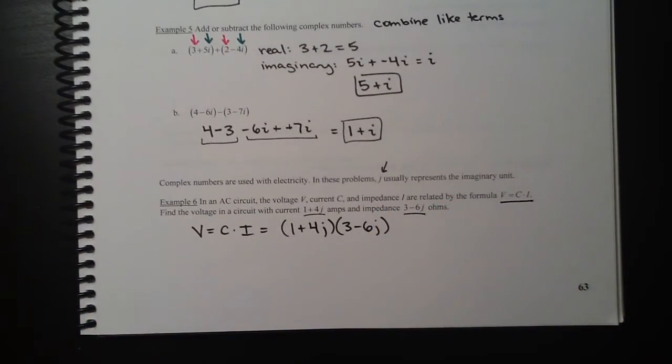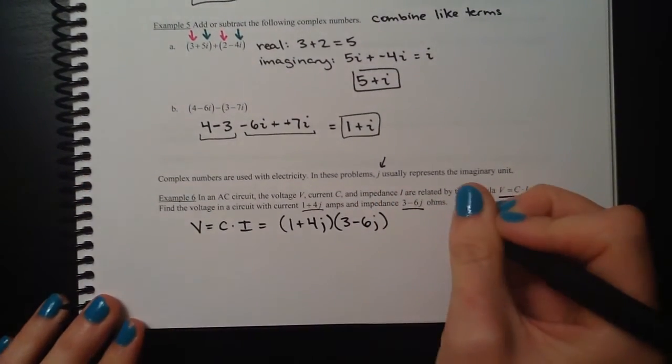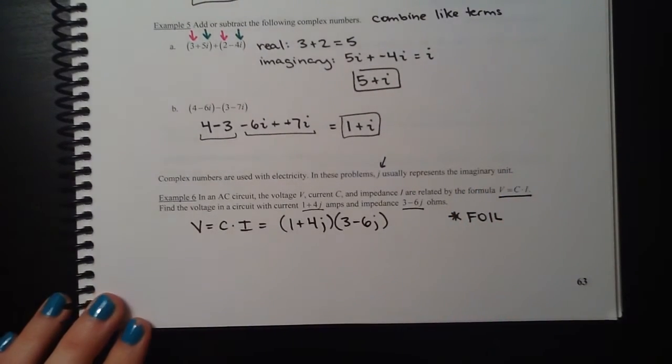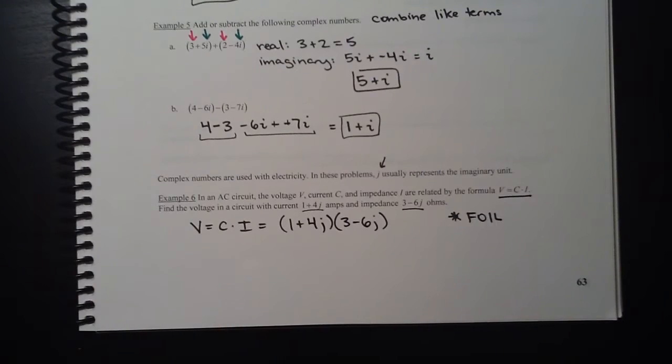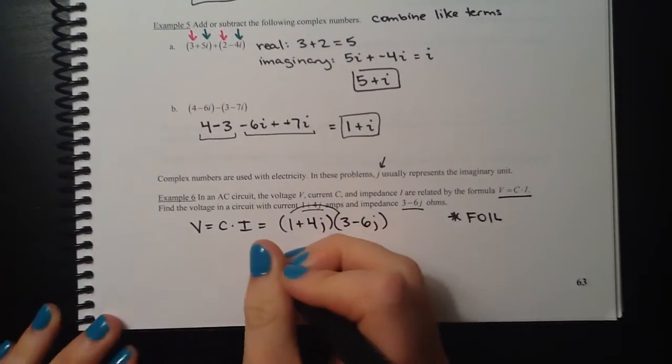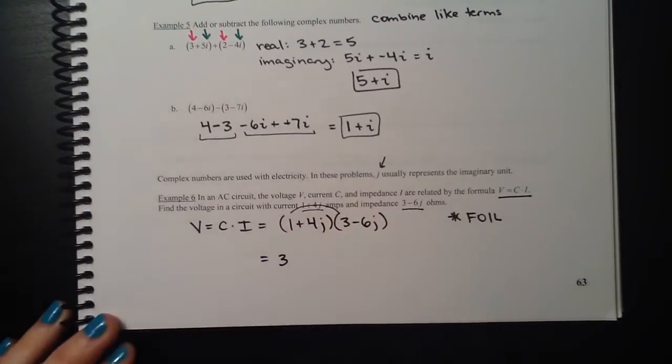All right, so the important note that I want us to write for this is for multiplication, we are going to be foiling. That acronym: first, outer, inner, last. So it's very similar to foiling, just like normal variable quantities. So we're still doing first, 1 times 3. So 1 times 3, of course, gives you 3.